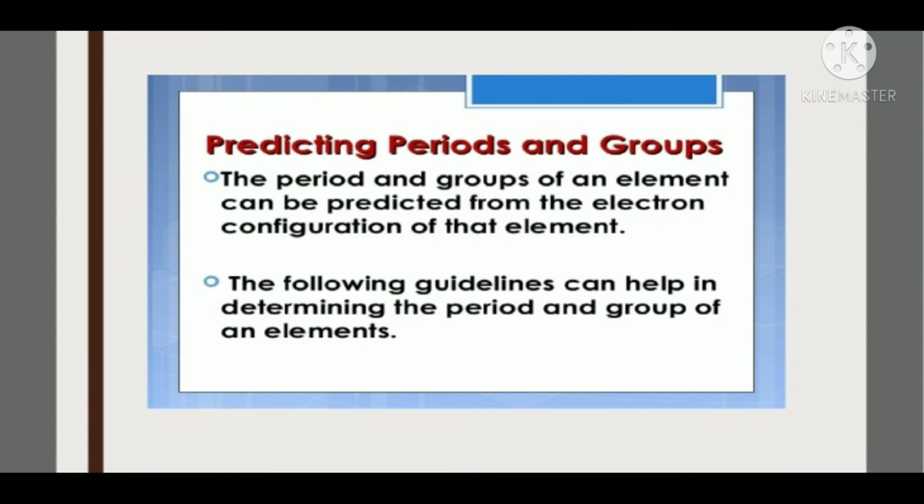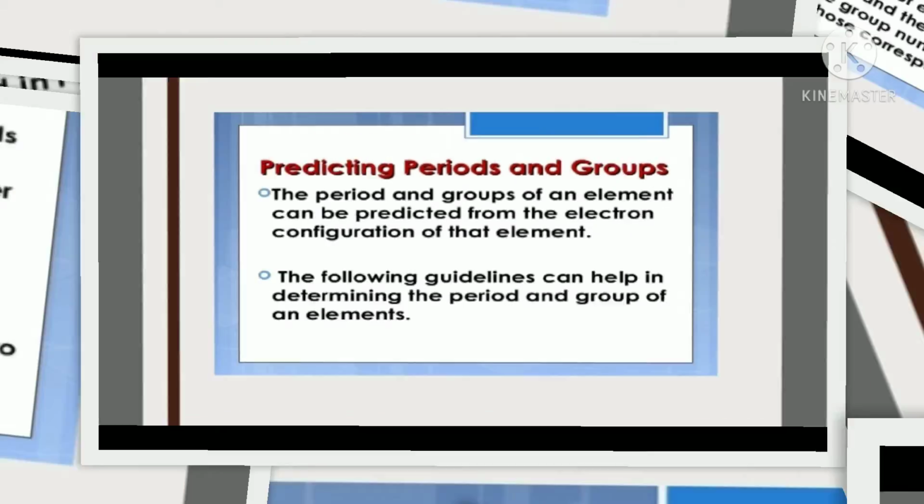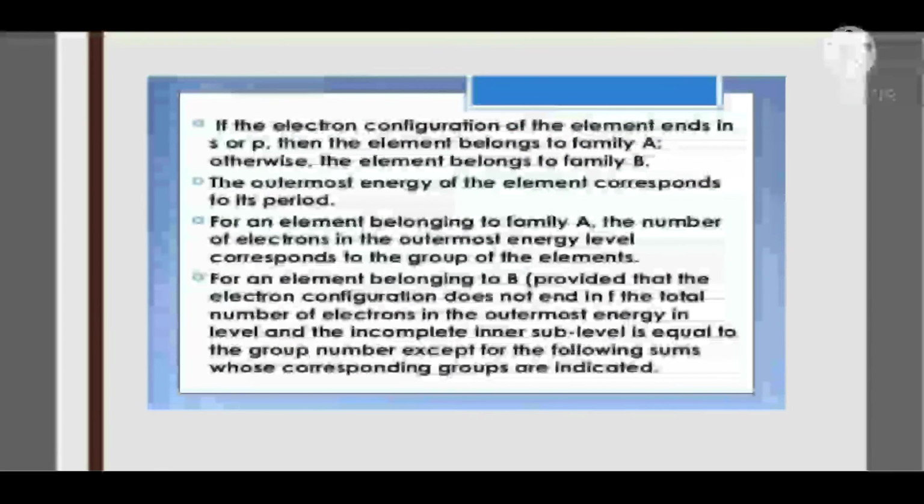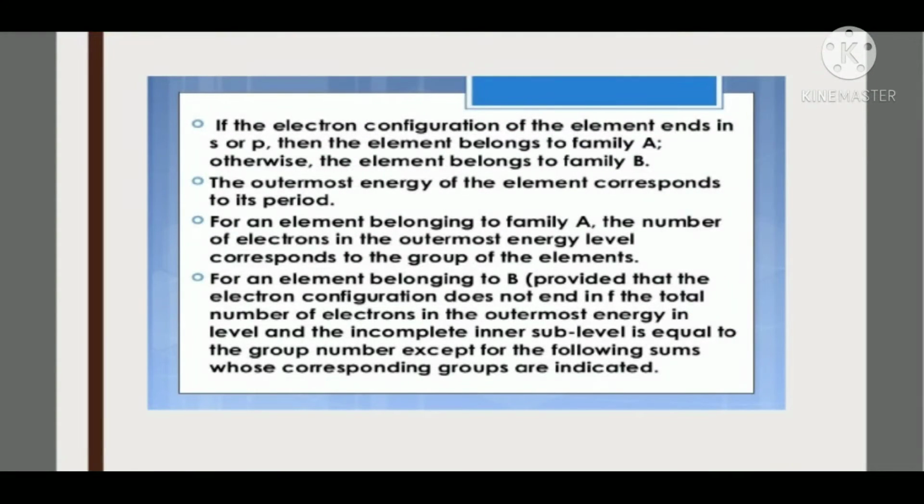Let us proceed to predicting periods and groups. The period and group of an element can be predicted from the electron configuration of that element. The following guidelines can help in determining the period and group of an element. Guideline number 1. If the electron configuration of the element ends in s or p, then the element belongs to family A. Otherwise, the element belongs to family B.